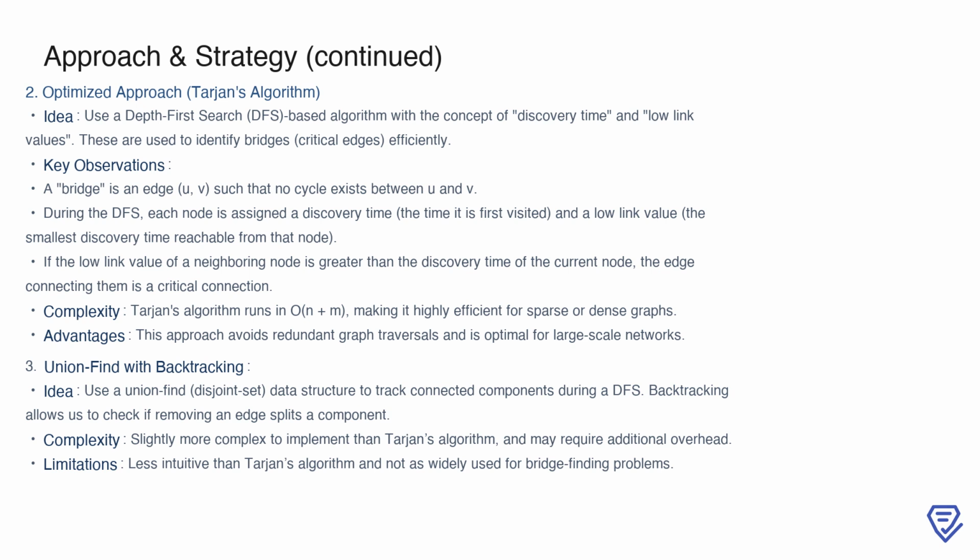Another approach is using union find with backtracking. This involves tracking connected components during DFS and checking if removing an edge splits a component. While it's a valid alternative, it tends to be less intuitive than Tarjan's algorithm and may require additional complexity in implementation, which is why it is less commonly used for this type of problem.